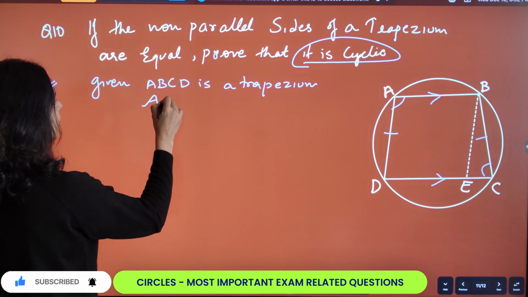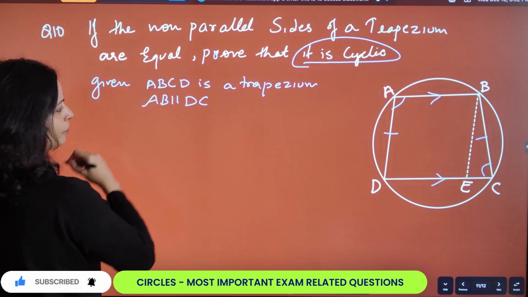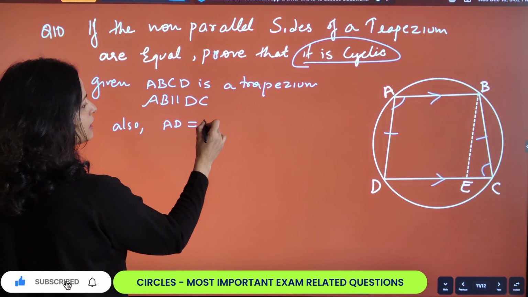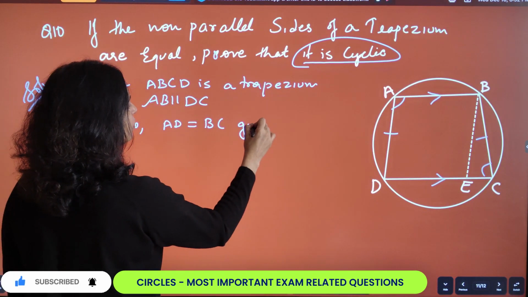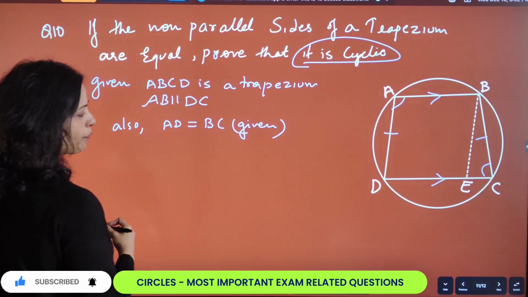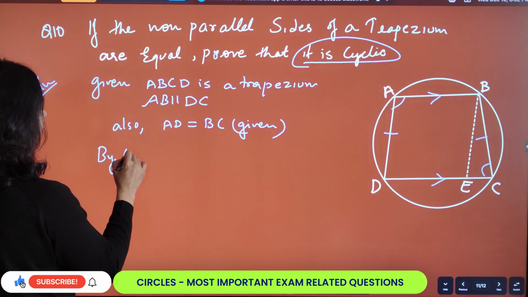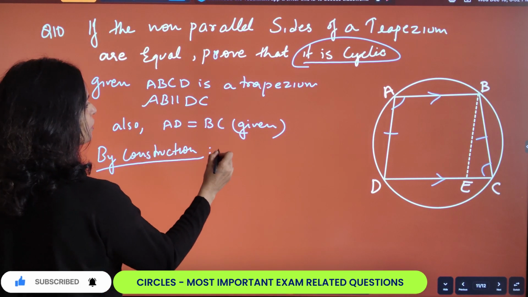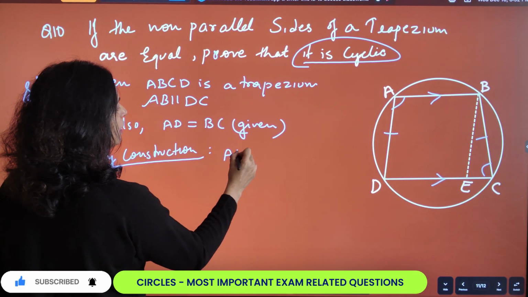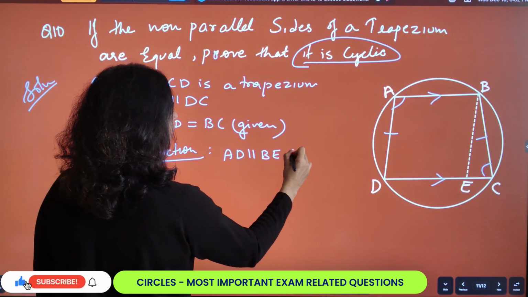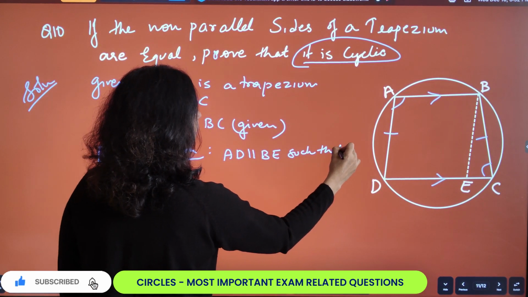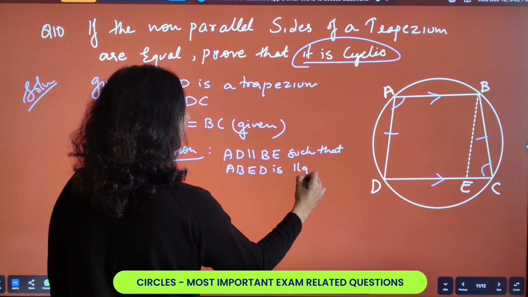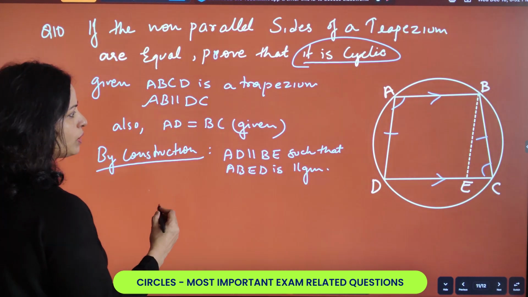Okay, that means AB is parallel to DC. Also, what they have given is that the non-parallel sides AD and BC are equal. Now, by construction, construct BE parallel to AD such that ABED is a parallelogram.